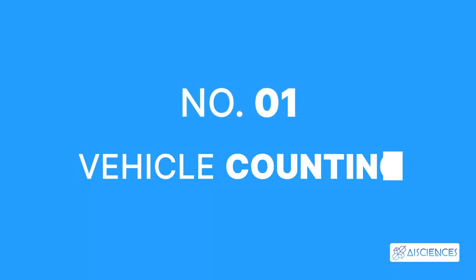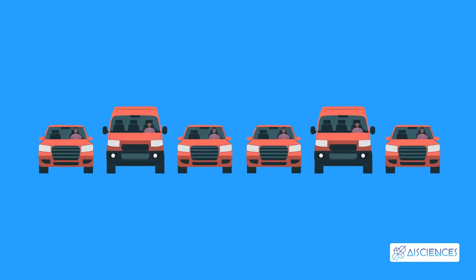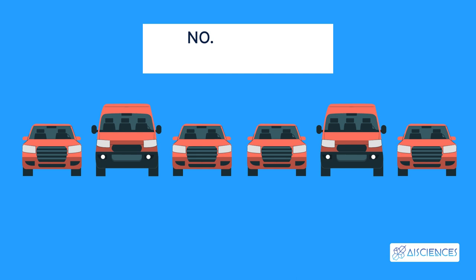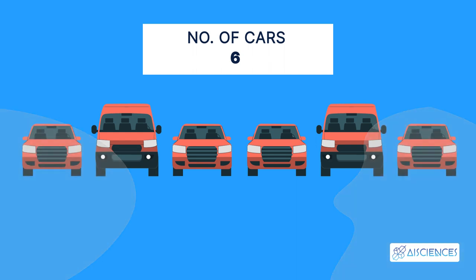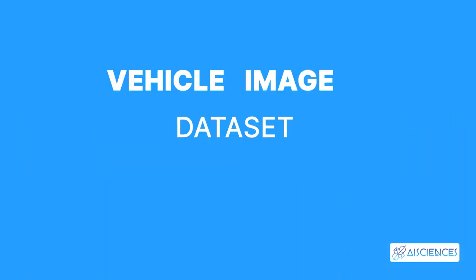Number 1. Vehicle counting. A system for counting the number of vehicles in images and videos can be extremely useful for managing traffic. The vehicle counting system can also assist driverless cars. In this project, you count the number of vehicles with high accuracy even in complex scenarios, such as obstructions and the presence of shadows. You can use the Vehicle Image Dataset, a collection of 3,400+ vehicle images.